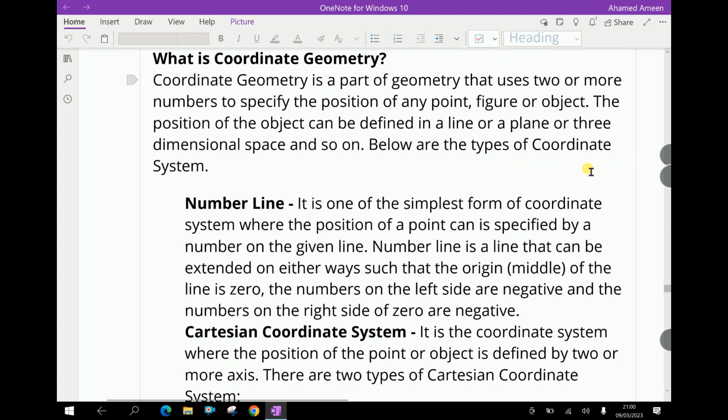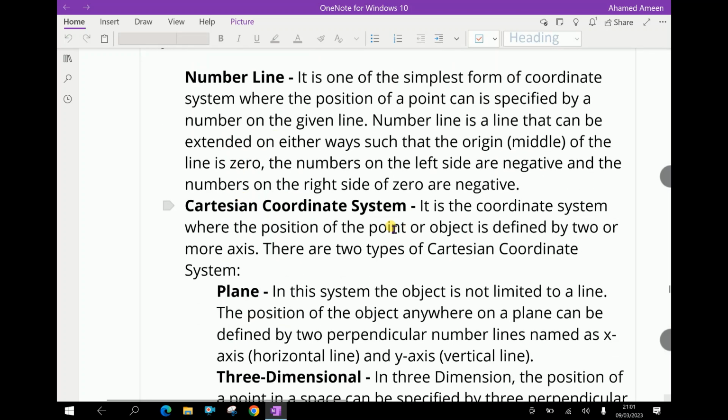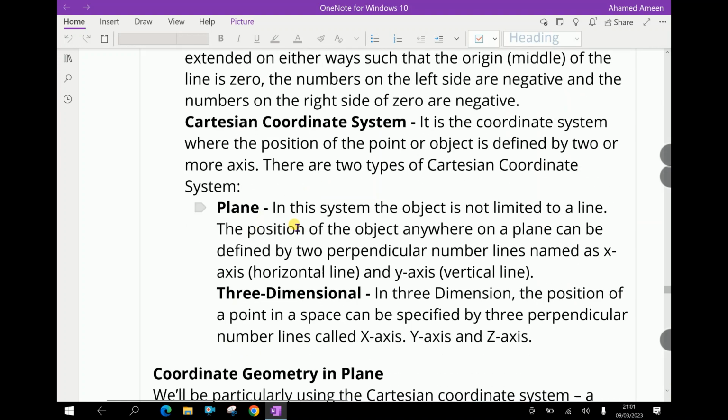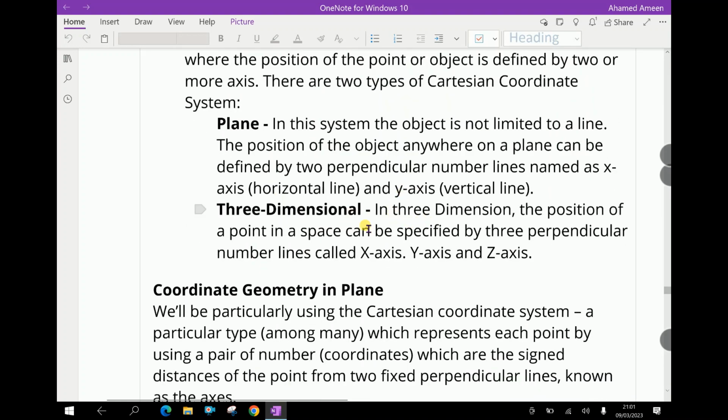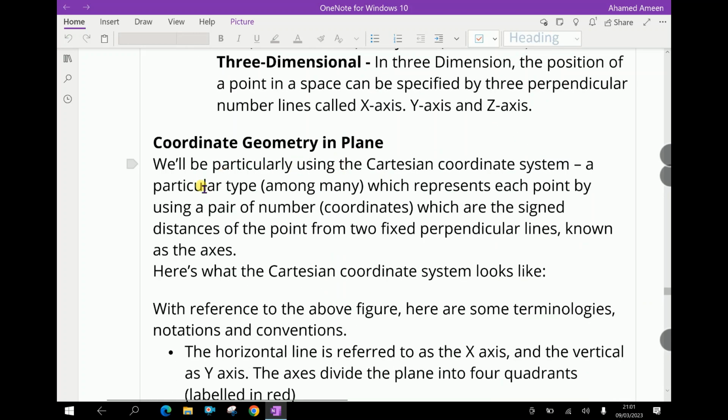Below are the types of coordinate systems. This is a number line, Cartesian coordinate system, plane, three-dimensional plane and figures. Coordinate geometry in a plane particularly uses the Cartesian coordinate system, a particular type among many, which represents each point by using a pair of numbers, that is the coordinates, which are the assigned distances of the point from two fixed perpendicular lines known as axes.